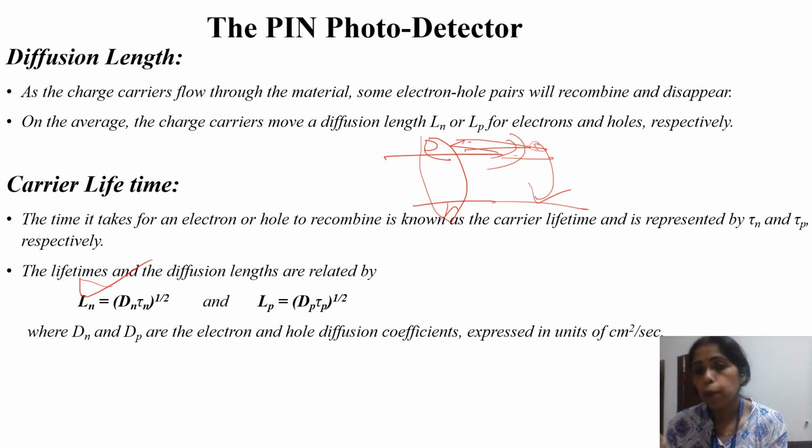So the diffusion length relates to the material property. Suppose you are going to use a material which has a high diffusion length for the electron, we have to choose those materials for making the photodiode.